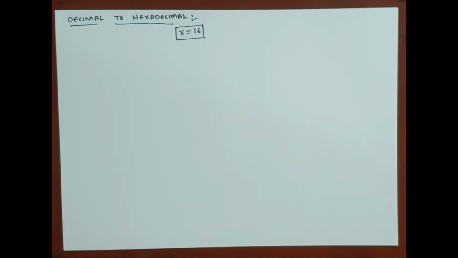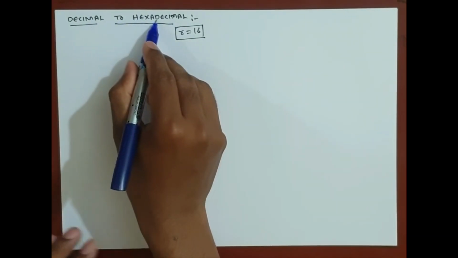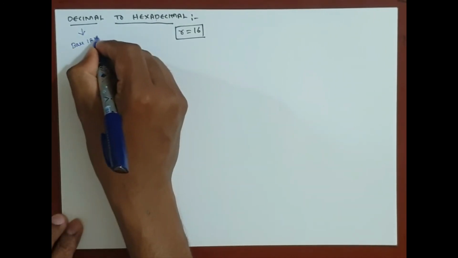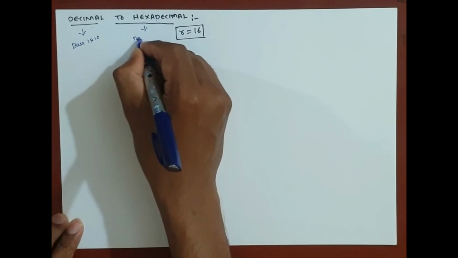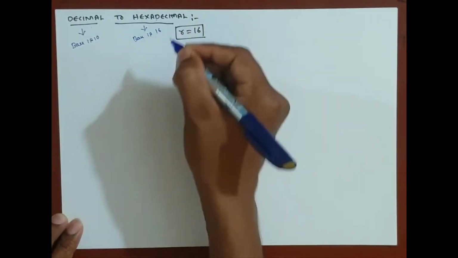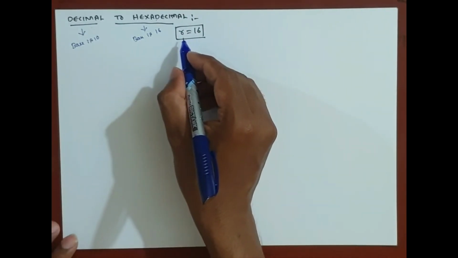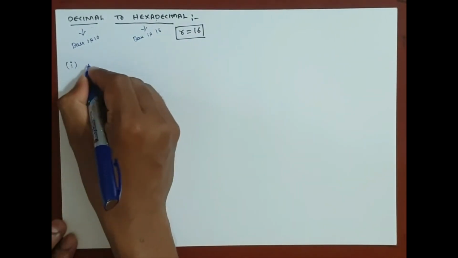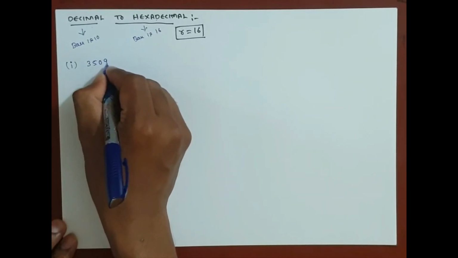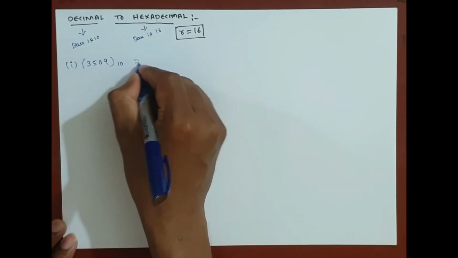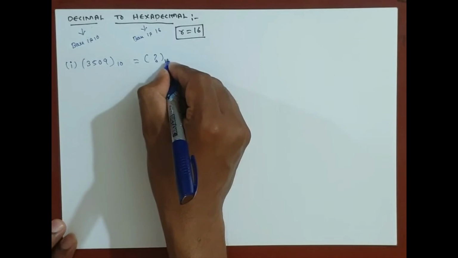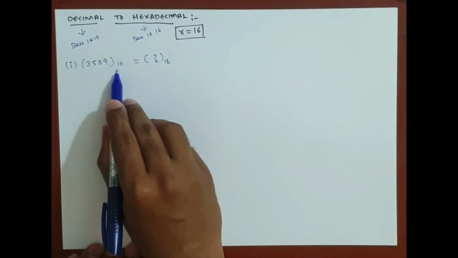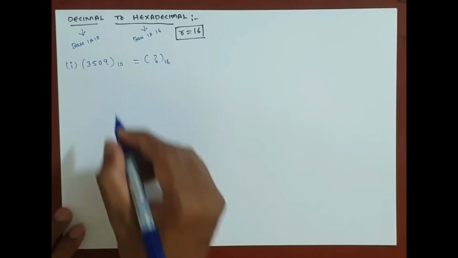Next type of conversion is decimal to hexadecimal. Here the base is 10, here the base is 16, therefore the value of R is 16. Now I will start a simple numerical: 3509 to the base of 10 equal to question mark to the base of 16. It means they have given a decimal number, I have to convert this into hexadecimal.